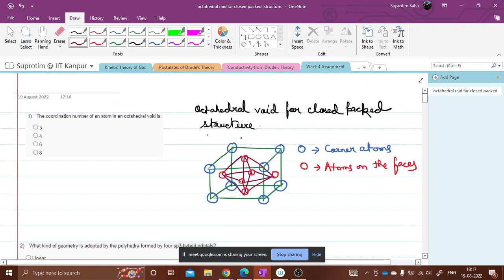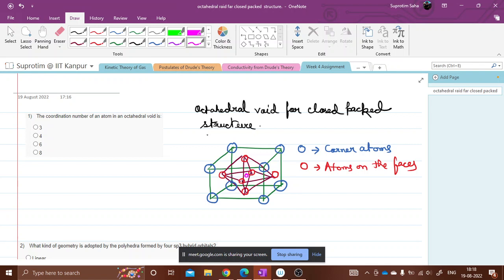What you can see is that the octahedral site will be occupied by an atom, and they will be touching each other. An interstitial site means that you are putting an atom inside those empty spaces without distorting the crystal structure, that is, without distorting any of the host atoms. These are all host atoms, so without distorting these host atoms, you are attempting to put an atom inside the empty space.